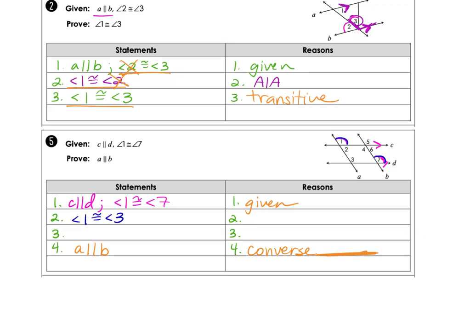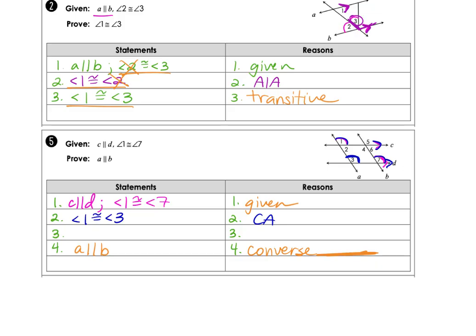I can say angle 1 is congruent to angle 3, but why? Those are corresponding angles, okay? So you can say CA. Because these lines were parallel, corresponding angles are congruent. Okay? So now I've said 1 is congruent to 7, and I've said 1 is congruent to 3.